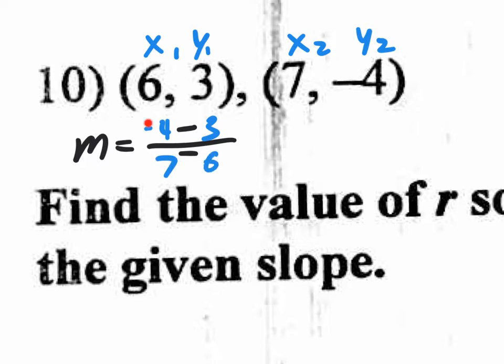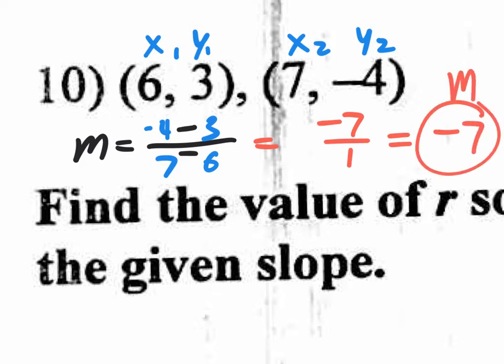On top, -4 minus 3, the answer is -7. And on the bottom, 7 minus 6, the answer is 1. So what's my final answer? It's just -7. That's my slope. M equals -7. I saw some people on the last quiz, this question was on it. Some people put -1/7. Totally wrong, right? It's just -7.